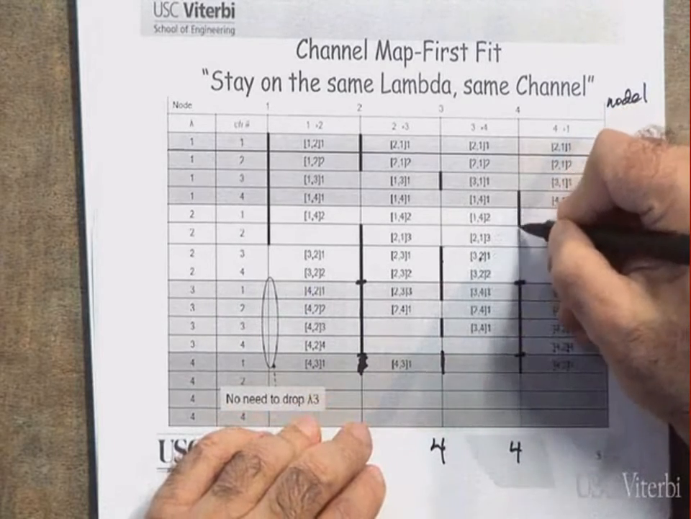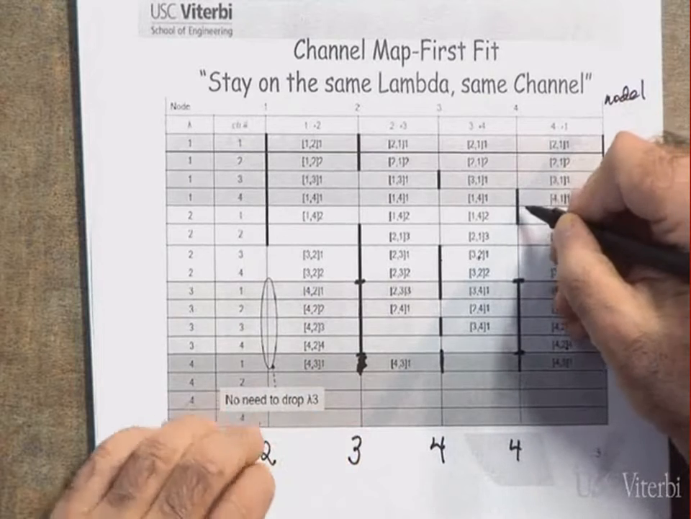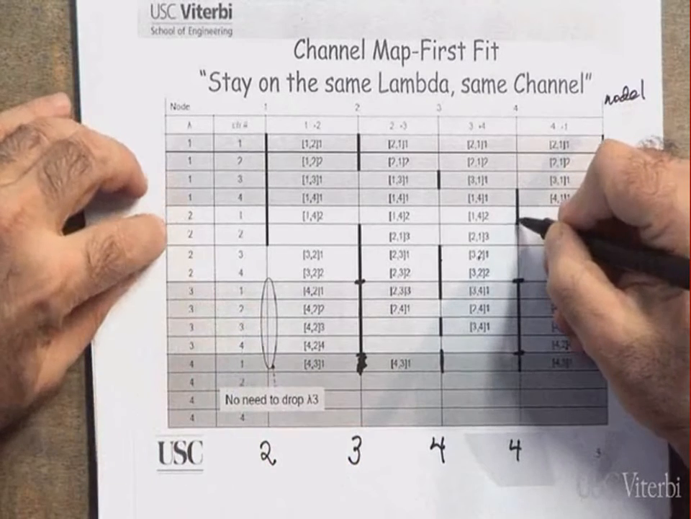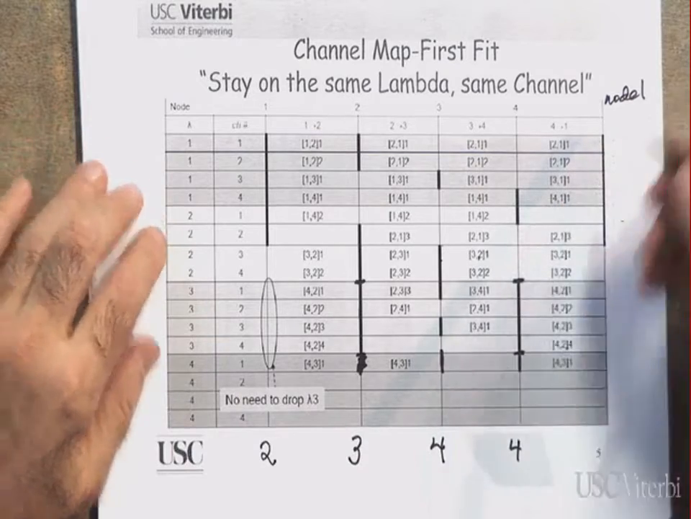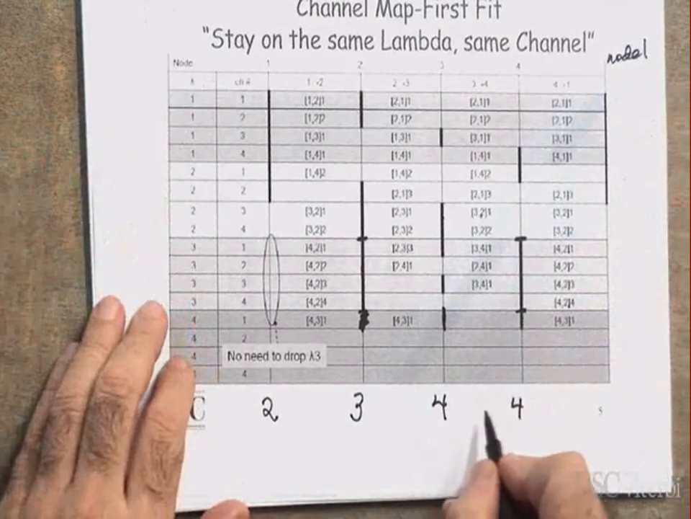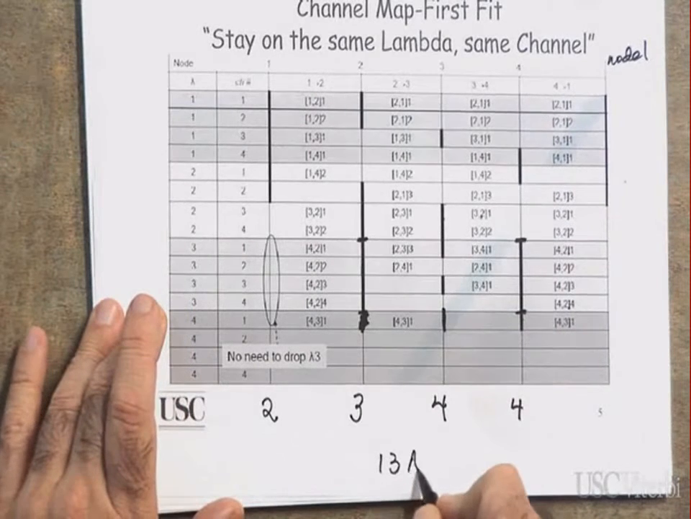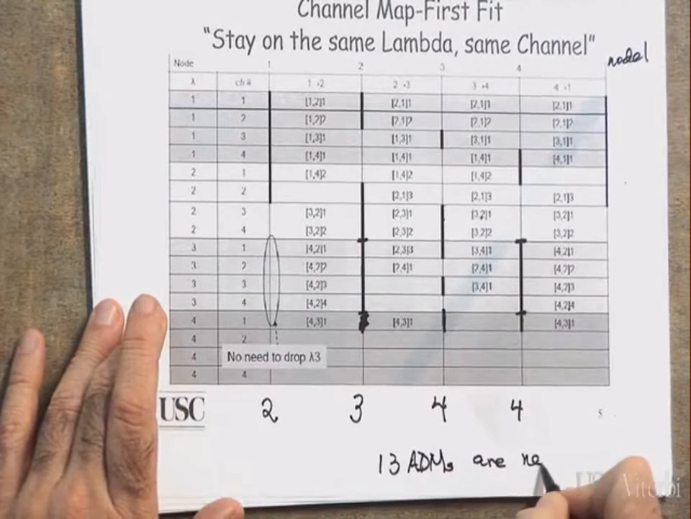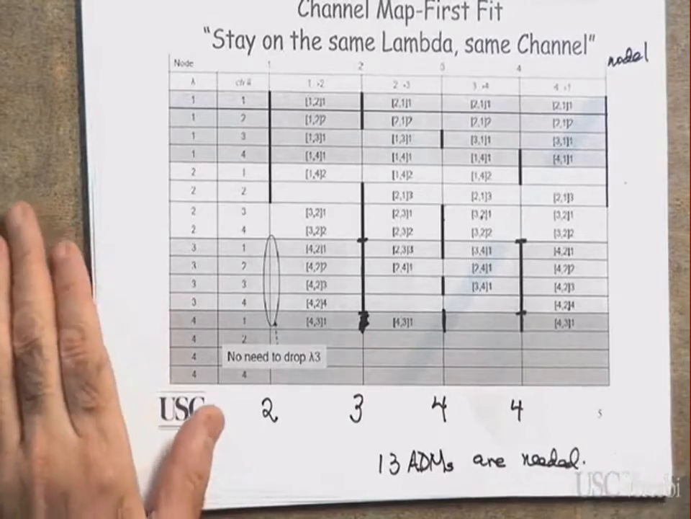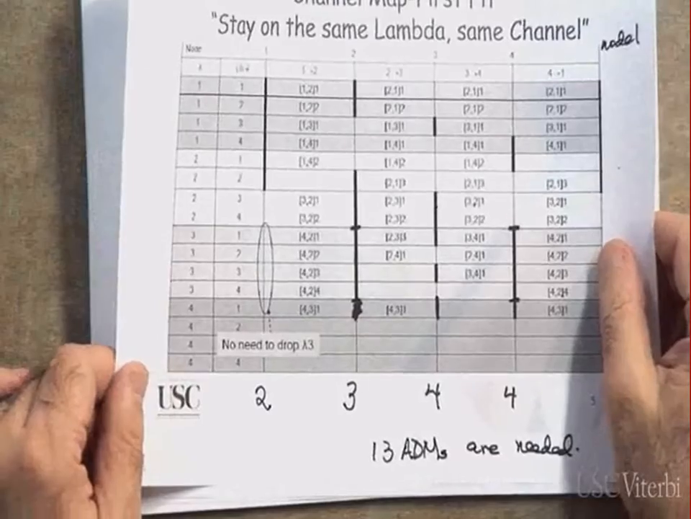Question. Is this the same ADM or separate? Why? One of them is on lambda 1. The other one is on lambda 2. Did you get this or not? So I need 4. For a total of how many? 8, 11, 13 ADMs needed. Clear? No response. Clear? Okay.